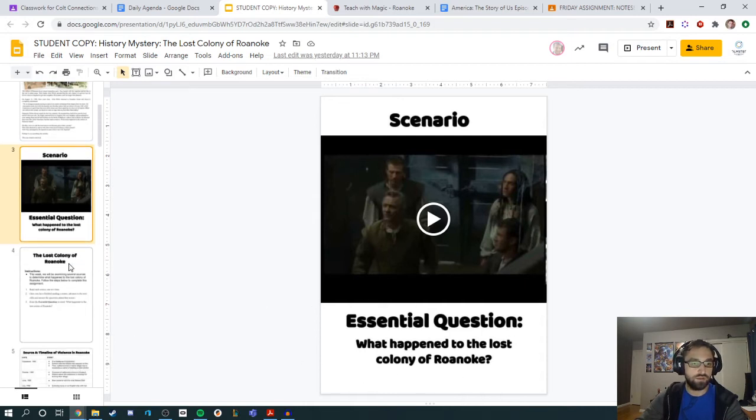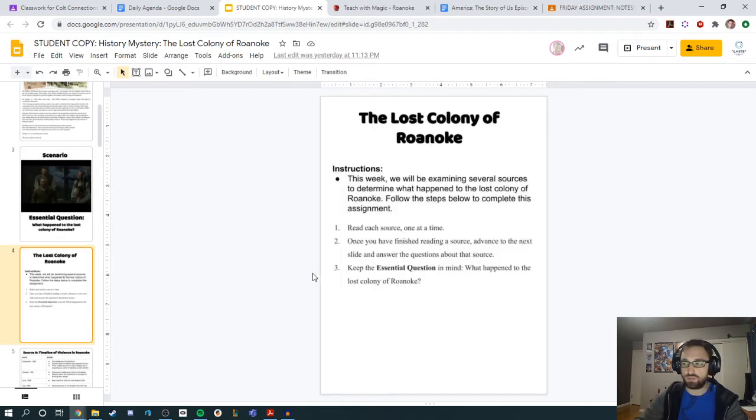Okay. Then go to slide 4. Slide 4 is the instructions. It says, this week we will be examining several sources to determine what happened to the lost colony of Roanoke. Follow the steps below to complete this assignment. Step 1 says, read each source one at a time. Step 2, once you have finished reading a source, advance to the next slide and answer the questions about that source. And then step 3, it says, keep the essential question in mind. What happened to the lost colony of Roanoke? Okay.